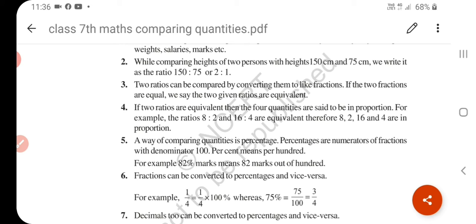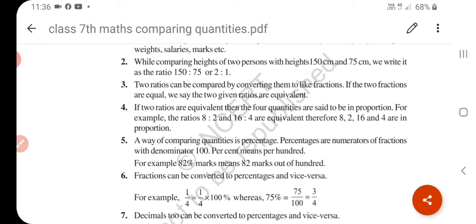Okay, understand? And another way of comparing quantities is percentage. Percentages are numerators of fractions with denominator 100. Percent means per 100. Okay, understand? 82% means 82 marks out of 100.